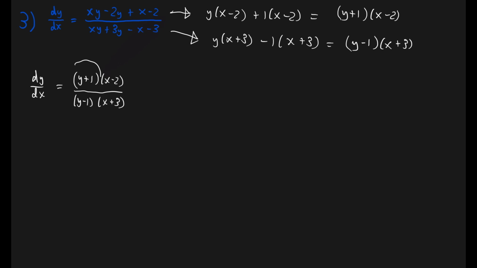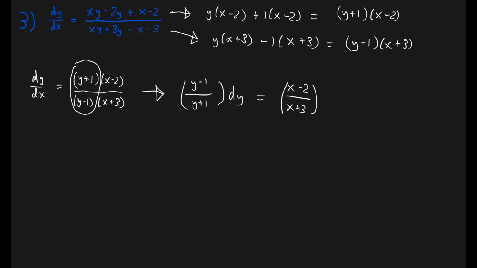So we're going to take these and divide both sides of the equation by this to get rid of it. And we know when we divide a fraction, it's the same as multiplying by its reciprocal. So this is going to become (y minus 1)/(y plus 1) dy is equal to, well, the right side stays the same because we didn't touch it, except we're going to multiply both sides of the equation by dx. So (x minus 2)/(x plus 3) times dx. Awesome.